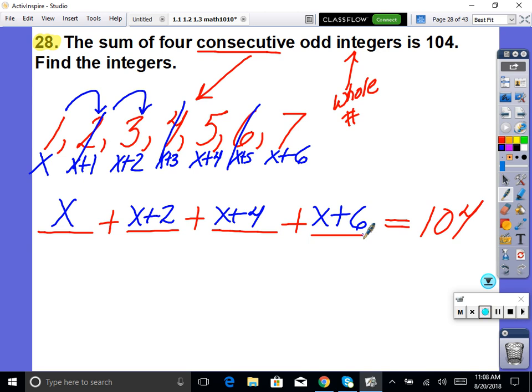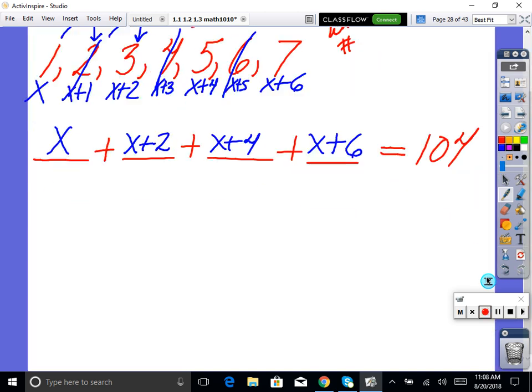So now I need a calculator, all of you. So here we go. Combine x plus x plus x plus x, 4x. 2 plus 4 plus 6, 6 plus 6. So 4x plus 12 equals 104. Solve for x. Subtract 12. And then I'm going to have you divide it by 4. So x equals what? 23.